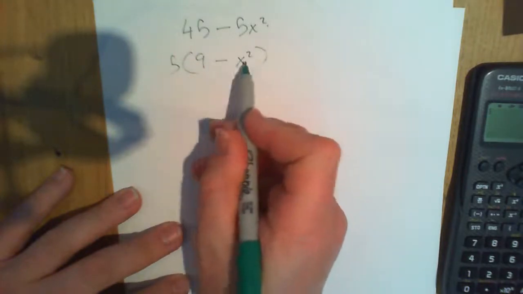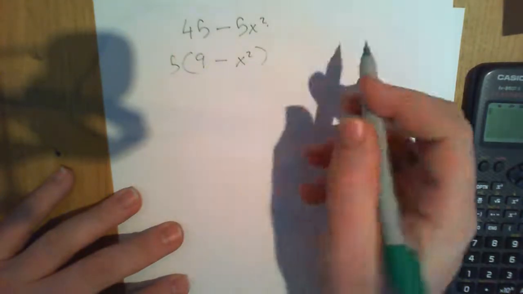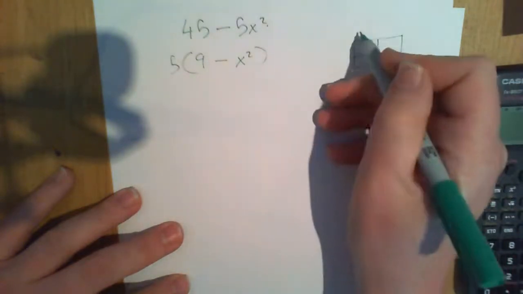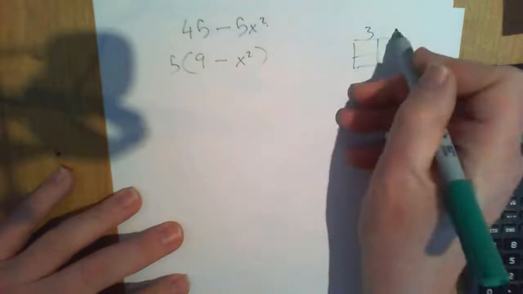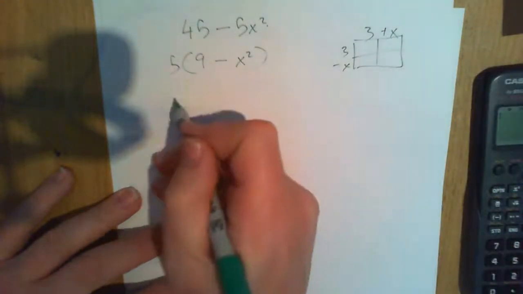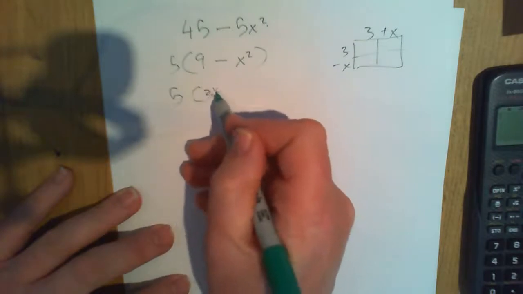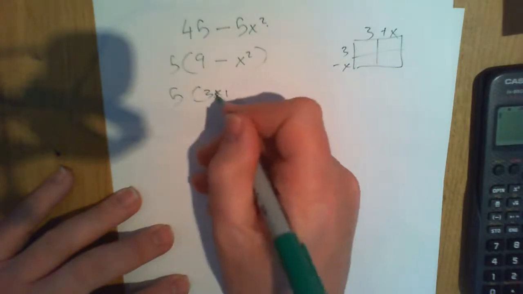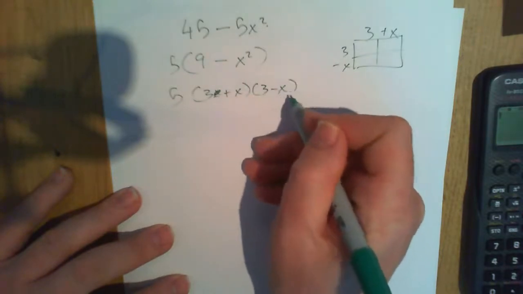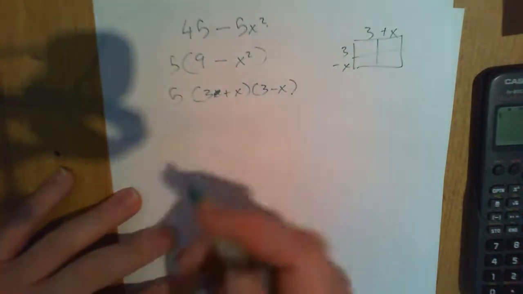So let's do a little grid. Square root of 9, 3. Square root of x squared, x. Plus, minus. So that's 5 times 3 plus x, 3 minus x. Cool. Let's try another one.